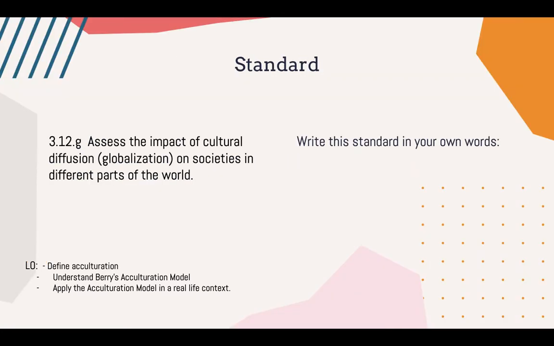We have a new standard for this week, which is to assess the impact of cultural diffusion and globalization on societies in different parts of the world. What I'd like you to do on the worksheet is number 1, which is to write that standard in your own words. Underneath that, you'll see a place to write down notes during the lecture and to write down any questions you have, so when we get to the live session, you can ask any questions about anything you do not understand.